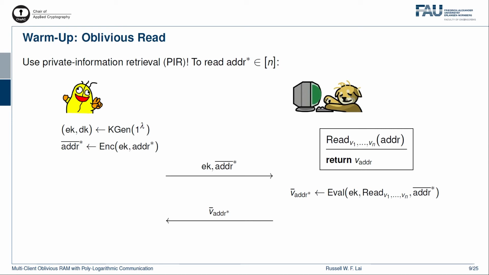The server would homomorphically evaluate a read function over the ciphertext sent by the client. The read function has v1 up to vn hardwired, inputs an address, and simply returns the value indexed by this input address. After the evaluation, the server returns the resulting ciphertext to the client. The client then decrypts this ciphertext and learns the value stored at the target address.